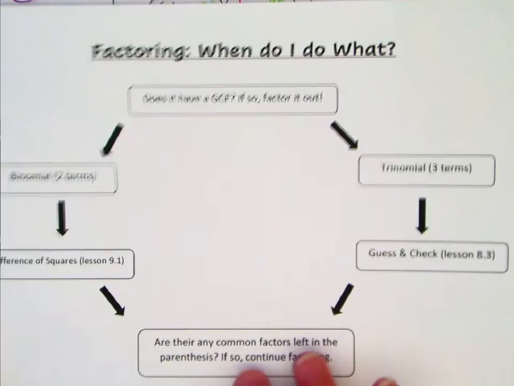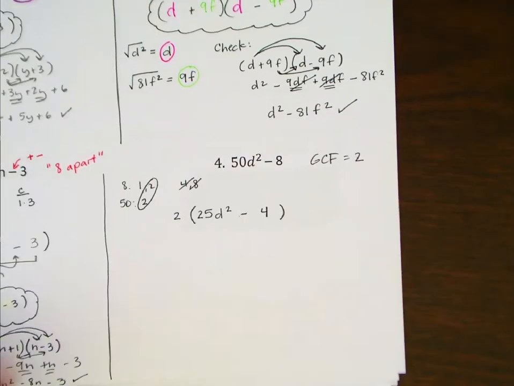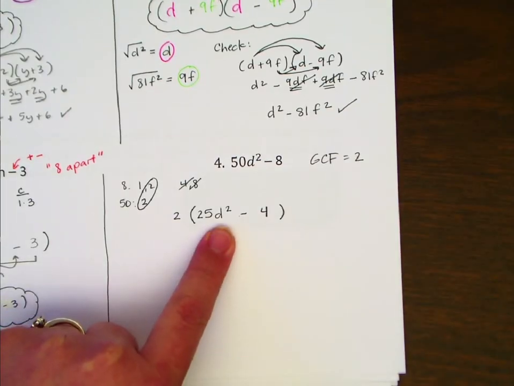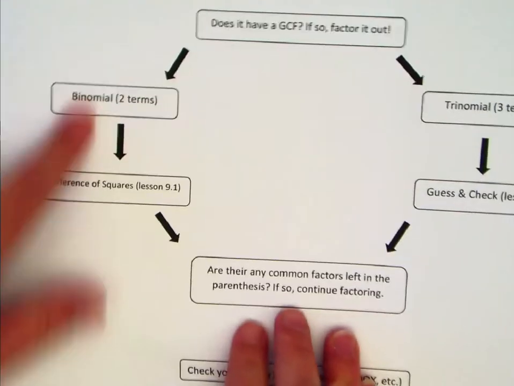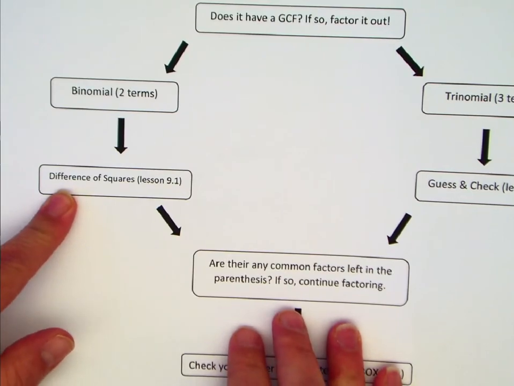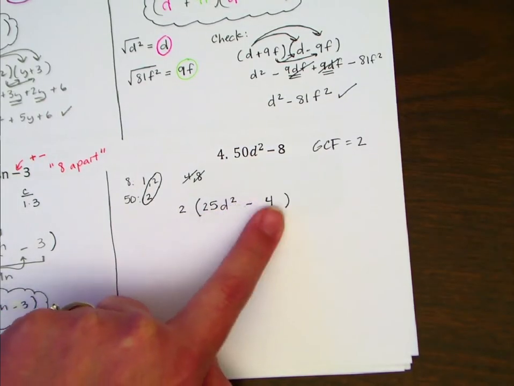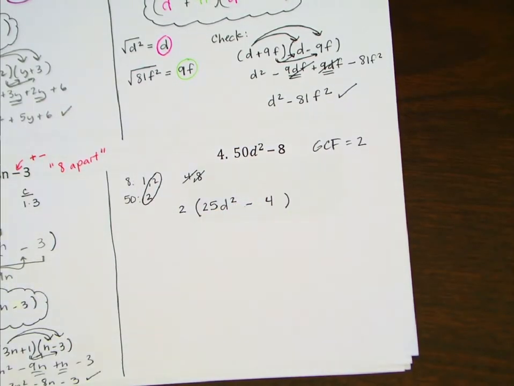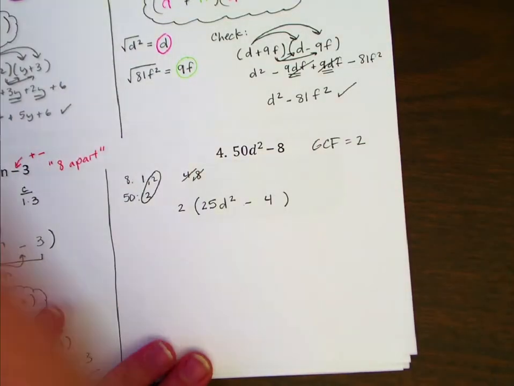Where'd my flow chart go? So I factored out a GCF. How many terms left in parentheses? 1, 2. So now we have to check, is it a difference of squares? Okay, so is it a square minus a square? Yes, it is. So I'm going to go ahead and write that down.